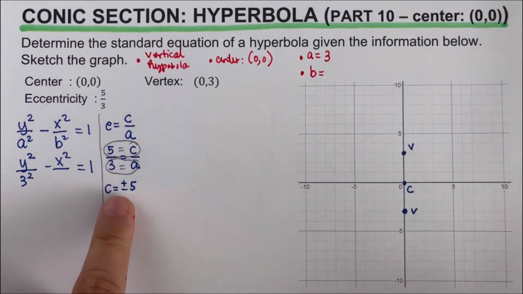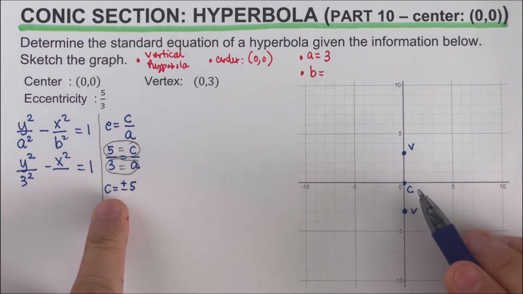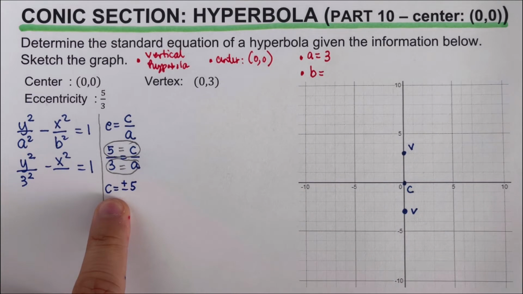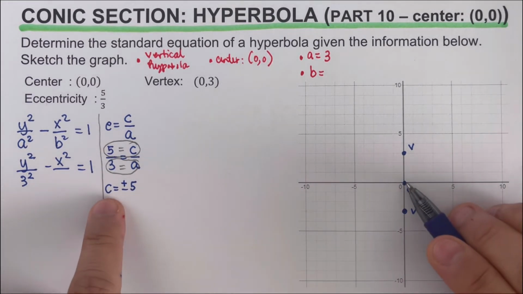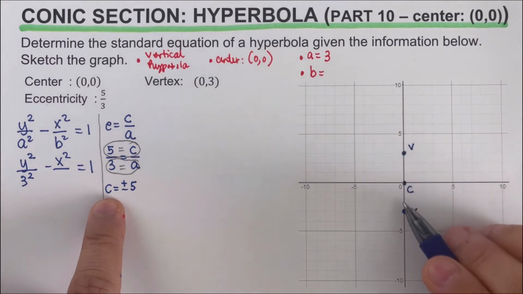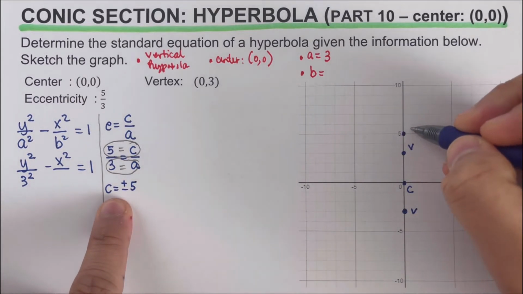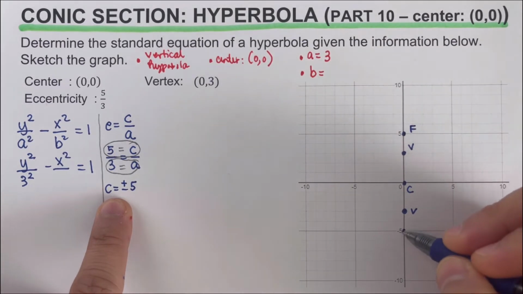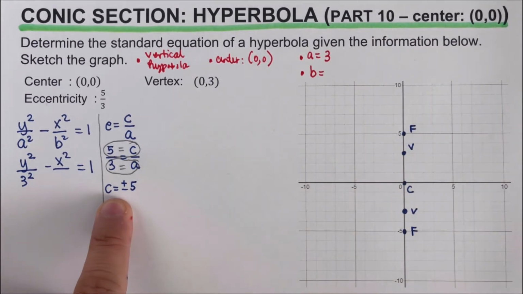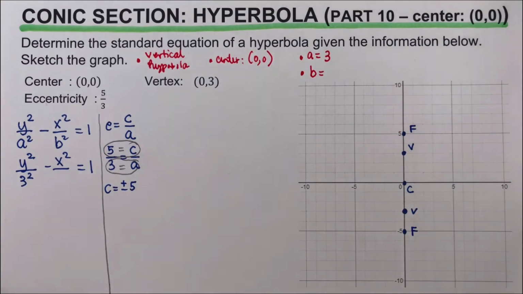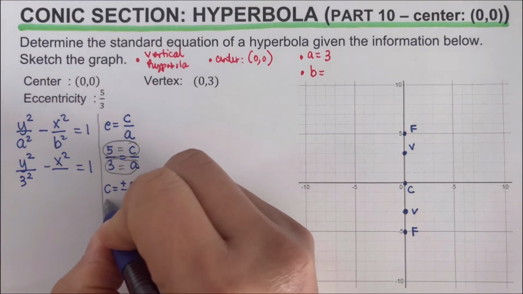This tells us that we go... By the way, the C represents the location of the focus. That is 5 distance from the center. So I go up 5 and down 5 to determine the location of the two foci. So this is our first focus and this is the other focus. So then we can write the coordinates of the two foci down here.